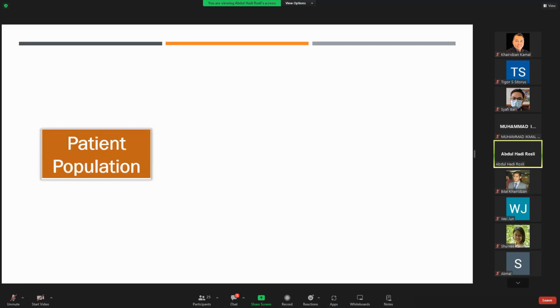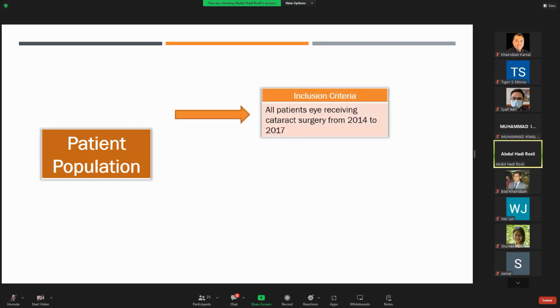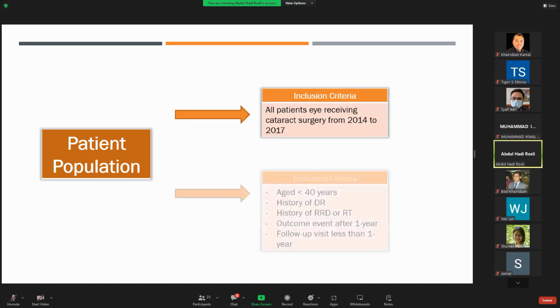All right, for the patient population, the inclusion criteria were all patients' eyes receiving cataract surgery from 2014 to 2017. The exclusion criteria were patient age less than 40 years old, history of diabetic retinopathy, history of RRD or retinal tear, outcome events that occurred after 1 year, and follow-up visits less than 1 year.